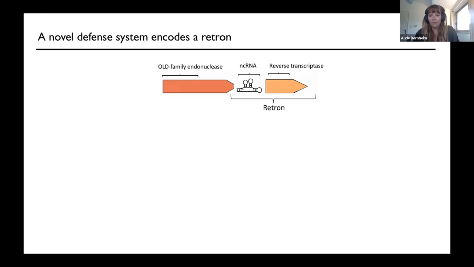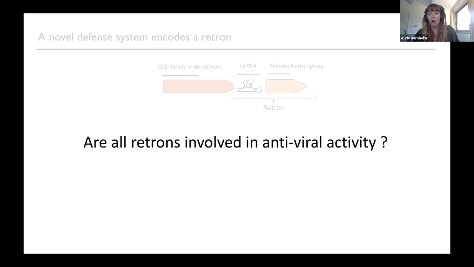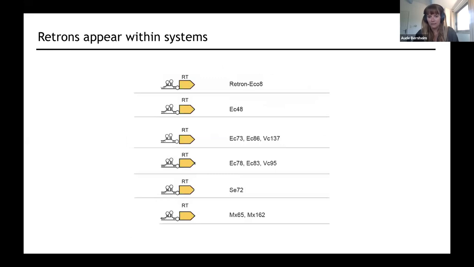And so starting from this, we thought, okay, maybe it's just one thing that you have a defense system with a retron, but maybe actually this is the function of retrons. Maybe they're all involved in antiviral activities. And so to test this, we went back to the known retrons. So we had 16 of them. And as I told you, the retrons are defined as non-coding RNA and RT. But we knew from our experience with the novel system we had discovered that it came with an additional gene.